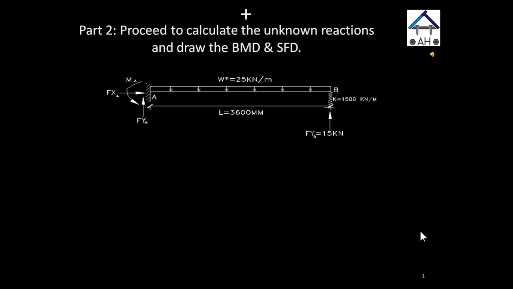We will continue the example from part 1 and proceed with the calculations of the unknown reactions FYA, FXA and MA as shown in the diagram below. Then we will draw the bending moment and shear force diagram.